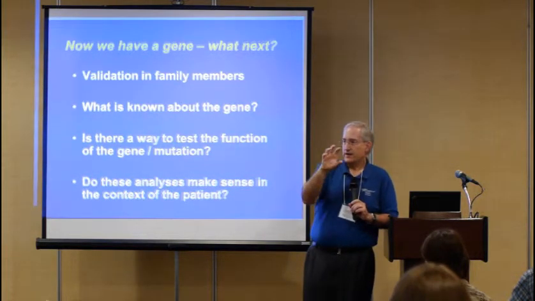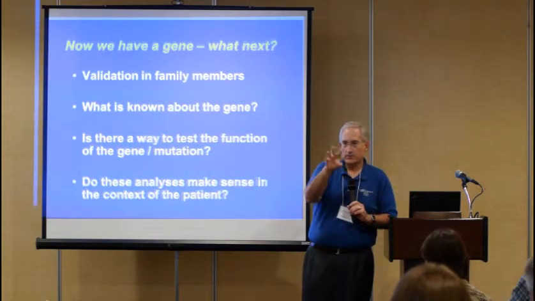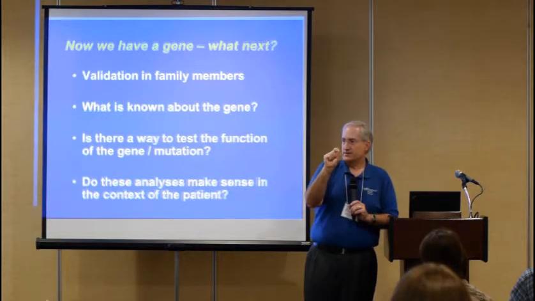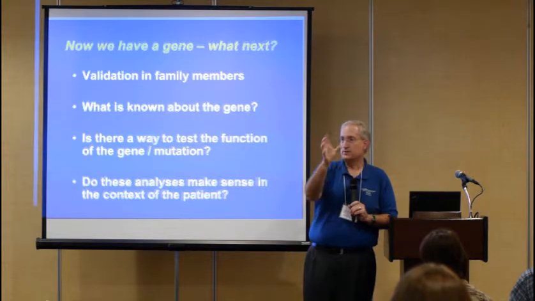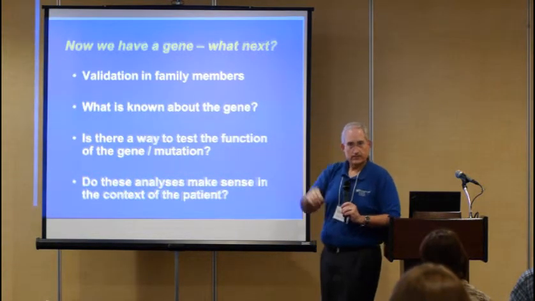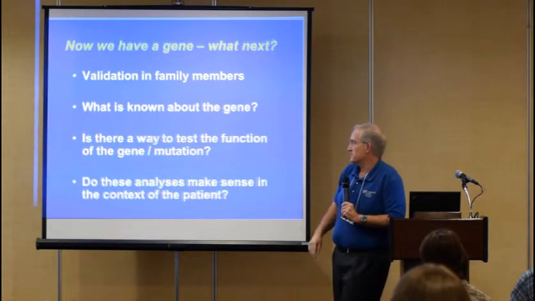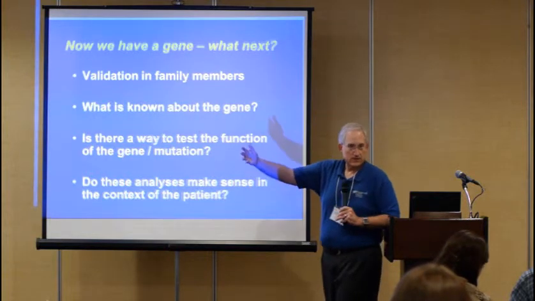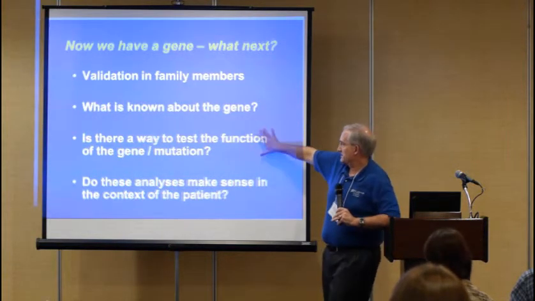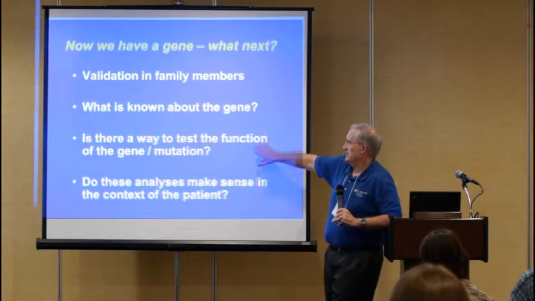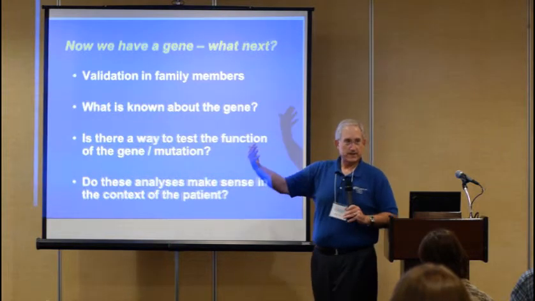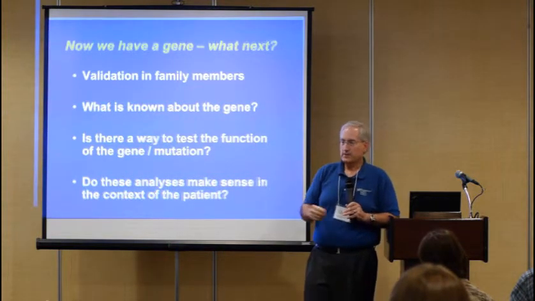So you have a variant that's made its way through all of the algorithms, but then the next most important question is, okay, does this mutation or this pair of mutations do what we think it's going to do? Does it disrupt some type of cellular process in some type of model system? In some cases that might be an animal, in some cases it might be cell culture. So that's the next step. And then finally, you take all of this information back and ask, does all of this make sense in terms of the phenotype of the patient?